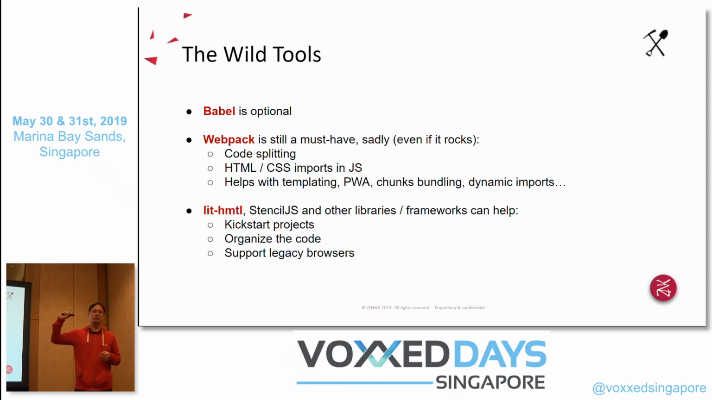But we got also a lot of libraries and toolings like lit-HTML or StencilJS that will allow you to kickstart your projects, make it a bit more organized. Lit-HTML is very powerful. It's what Polymer uses in order to have a bit more templating for your rendering, okay? Make things binding a bit faster, right?